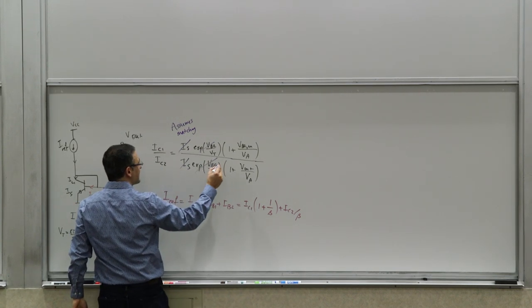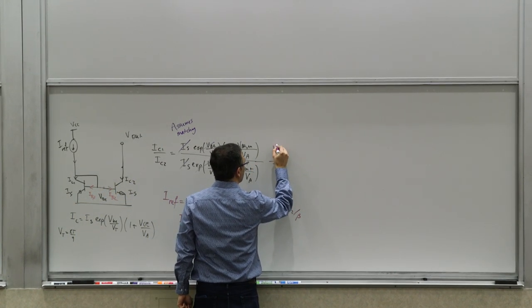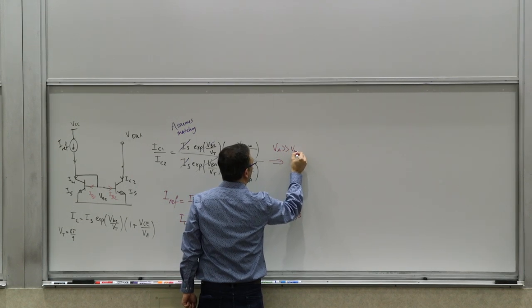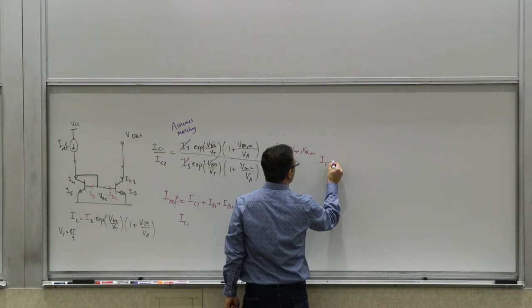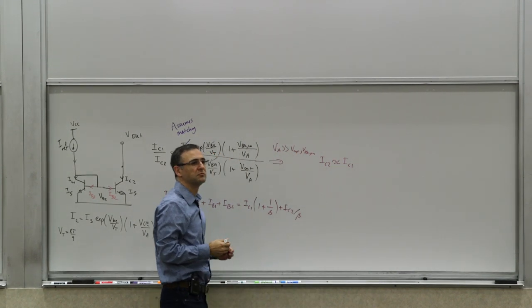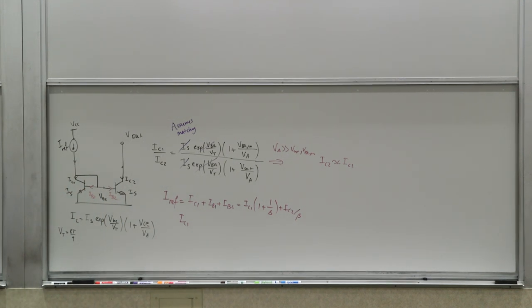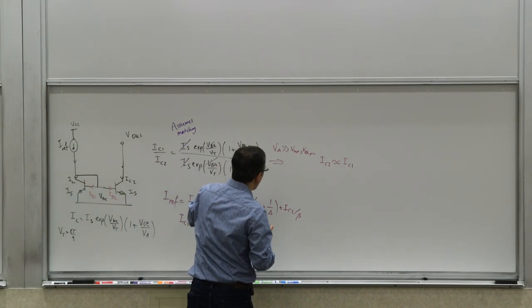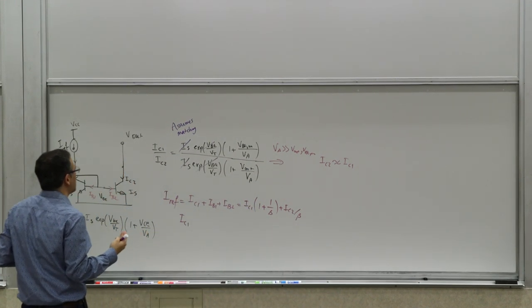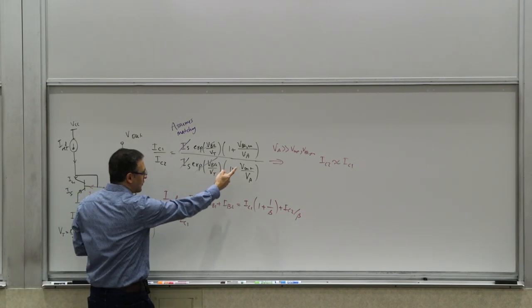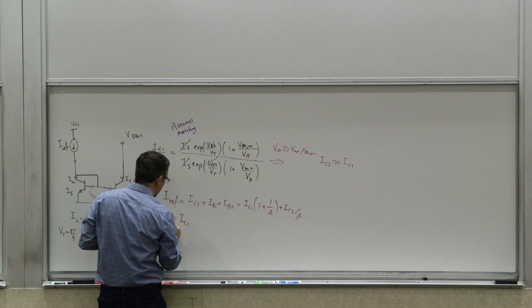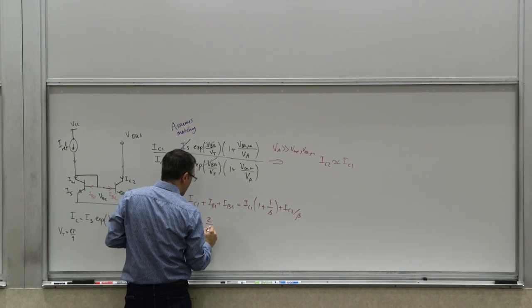So in that case, assuming that VA is much greater than Vout and VBE on, you can basically say IC2 is roughly IC1. They become kind of equal, right? You can see it in the limit. If VA goes to infinity, those two terms disappear, so the ratio becomes 1. But it's an approximation. It depends on the output here. But if you take that assumption, IREF is going to be IC1 times 1 plus 2 over beta, roughly.